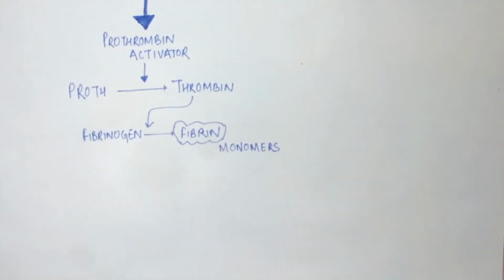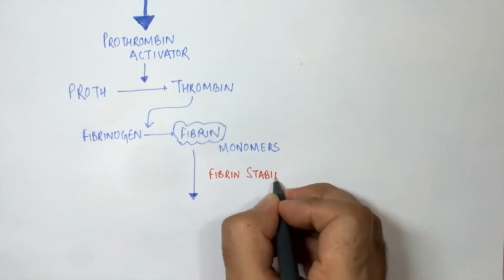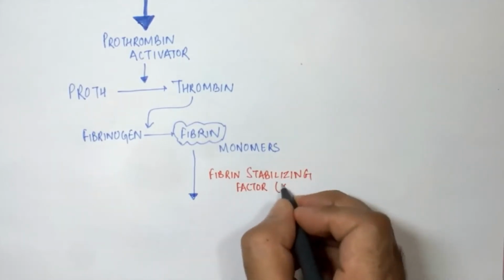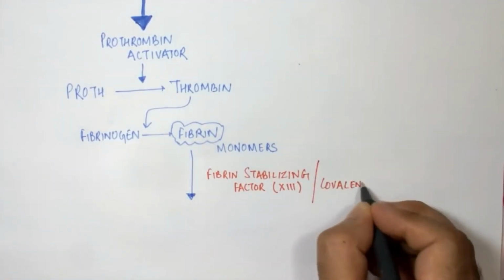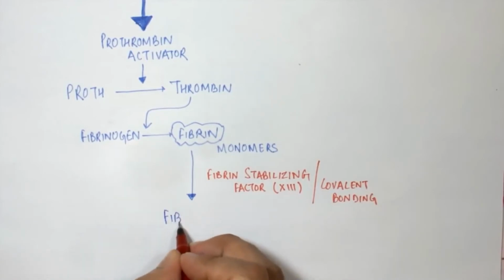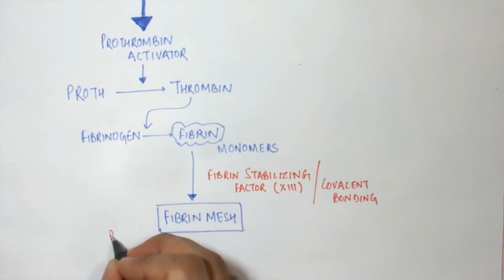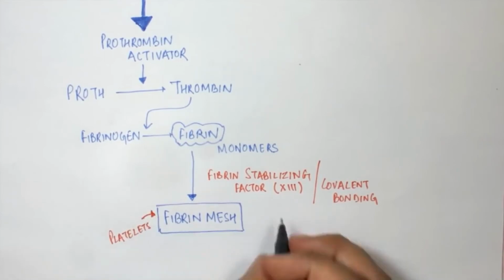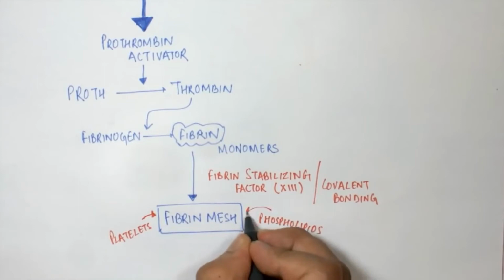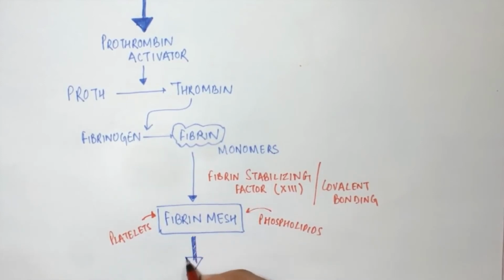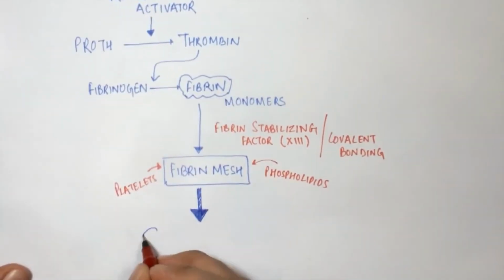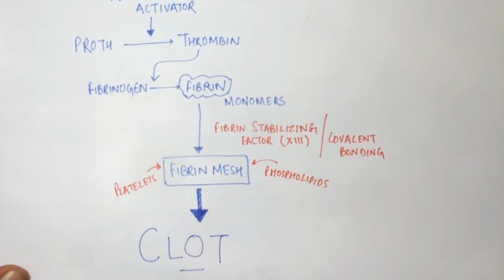But these monomers are not stable and they cannot form a clot. So the fibrin stabilizing factor, which is factor number 13, acts upon the fibrin monomers and forms a lot of covalent bonds between them. And this leads to the formation of a fibrin mesh. And this mesh attracts platelets, phospholipids, and forms a stable blood clot, which causes hemostasis. So this was pretty much all about the coagulation cascade.